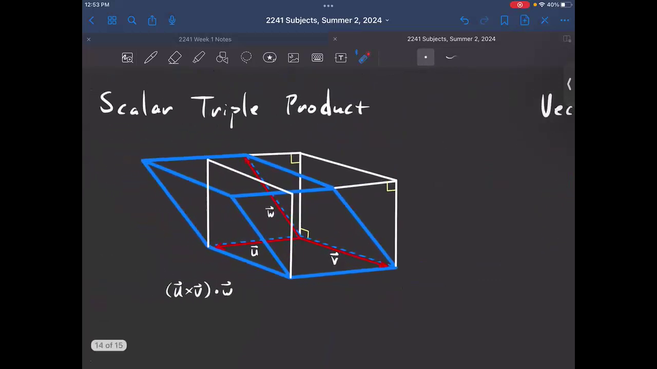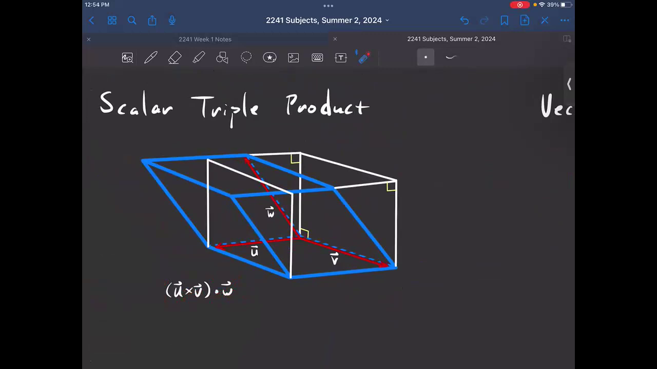Here's the scalar triple product. What is going on here? So let's break this picture down a little bit at a time. Scalar triple product looks something like this. You take two vectors, cross them, and then you dot them with another vector. Okay, one at a time.